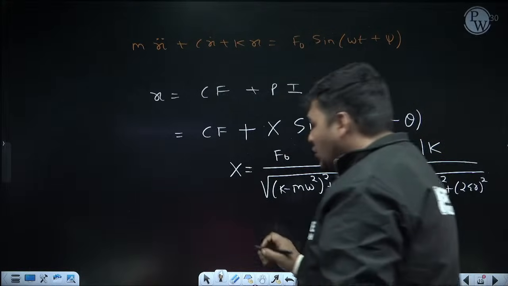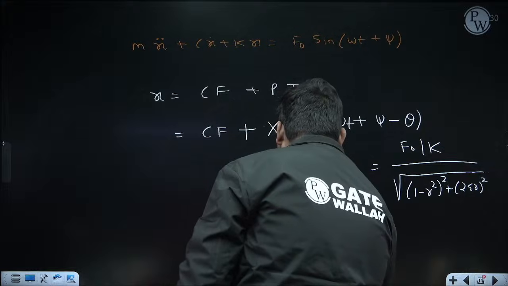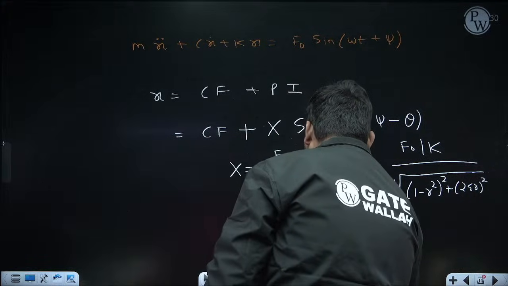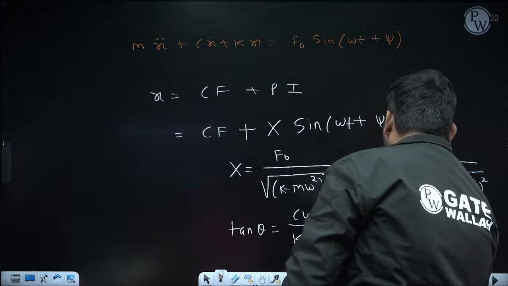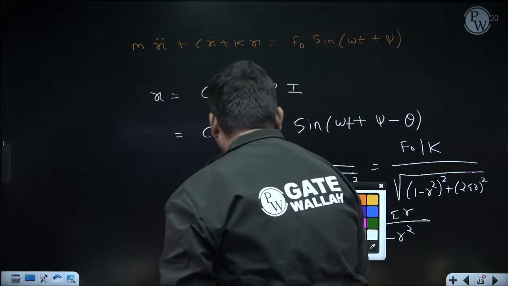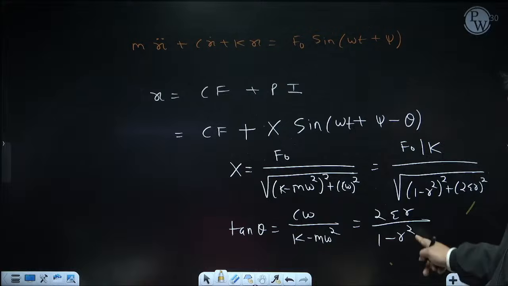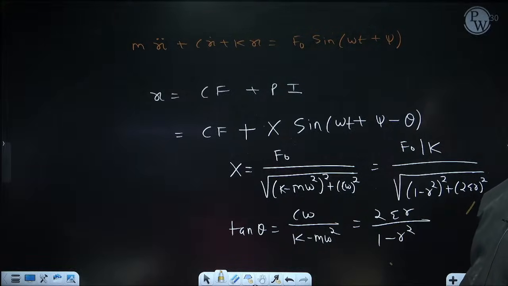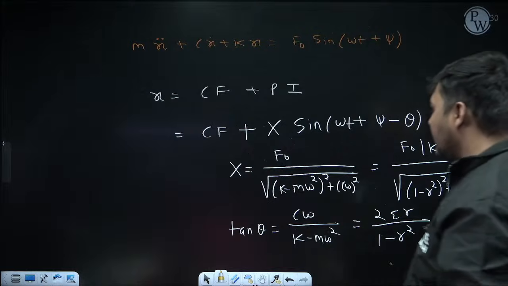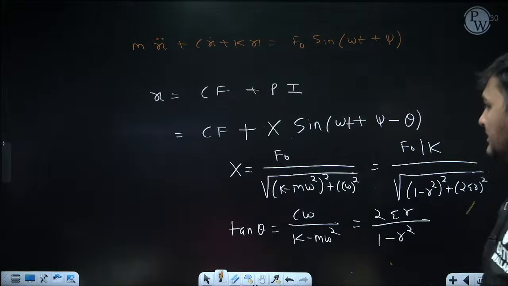And the formula to calculate theta is tan theta is either C omega upon K minus M omega square for the general case, or it is 2 zeta R upon 1 minus R square. Whether you are remembering this or not, I will suggest always remember this equation. So what we'll do in numericals, I will use this, so this equation will automatically get fit in our mind. Okay. Now here I am discussing one interesting result.